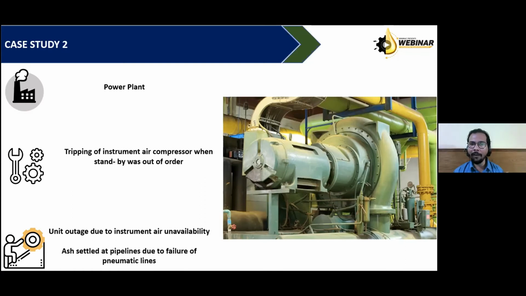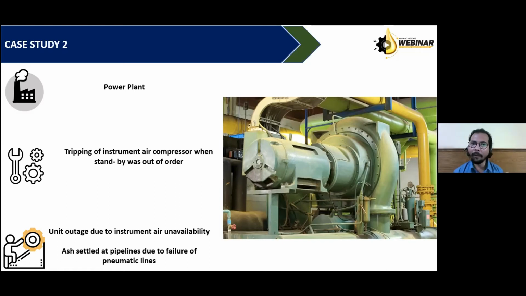And when we are using compressor and oil as a working fluid, then the oil separator sometimes cannot remove 100% of the oil. And practically it is very difficult. So carryover oil will enter into pneumatic control valves or servo valves.